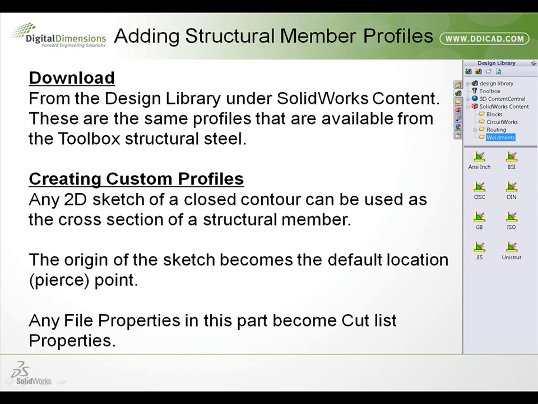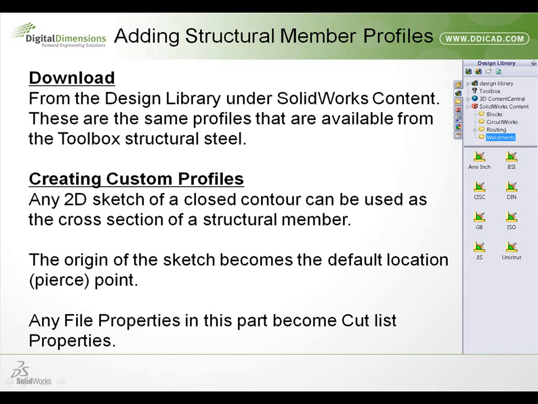Adding structural member profiles. When we first did our initial structural member, there were only 6 different types. And if you explore those 6 different types, you'll discover there's only about 3 to 5 different sizes per type. That doesn't give us very much to start with. So in order to expand that initial library, we have a couple different options. We can download libraries that SOLIDWORKS have made available to us.